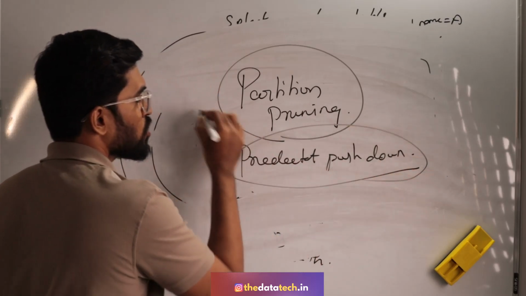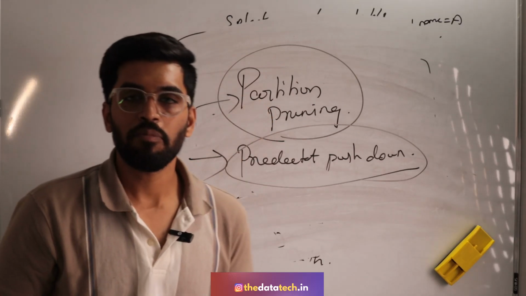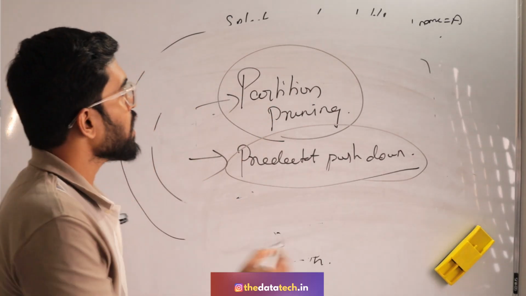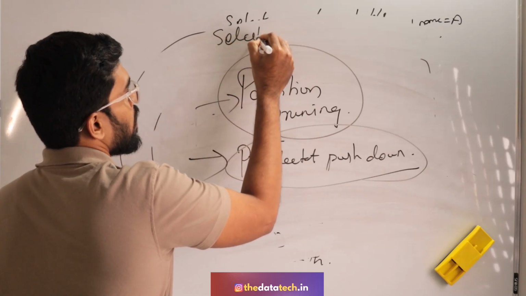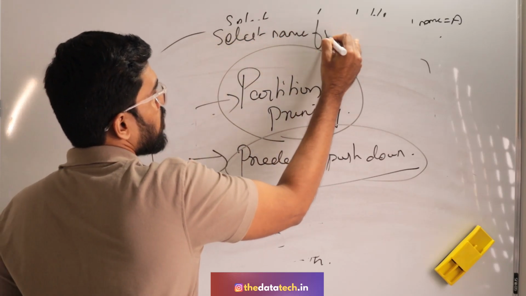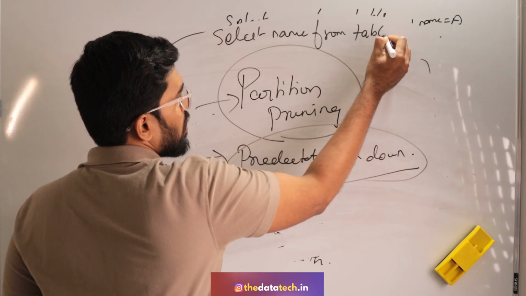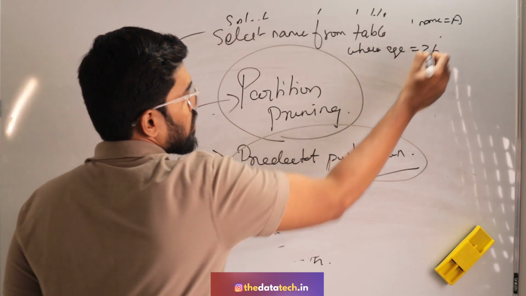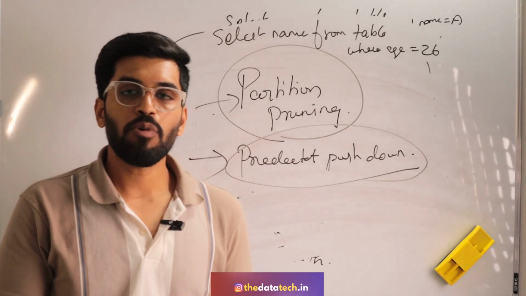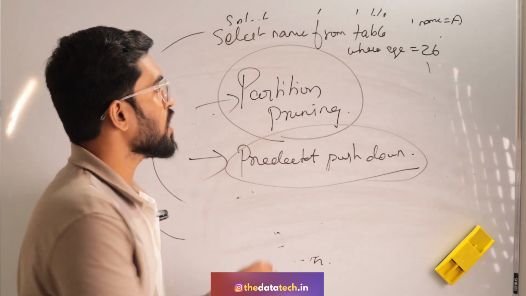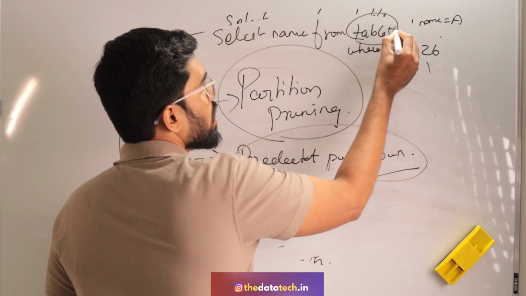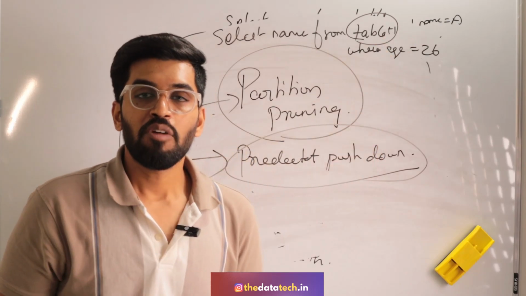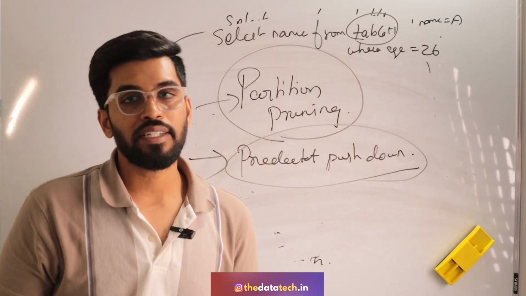Okay, predicate push down or partition pruning means, imagine now you write a query, select name from table where age equal to 26. Now when I run this query, what will happen? This table is a partitioned table. Take this table T1: it is a partitioned table, but it got partitioned with created it.